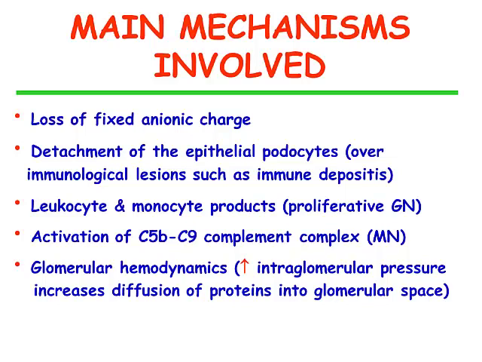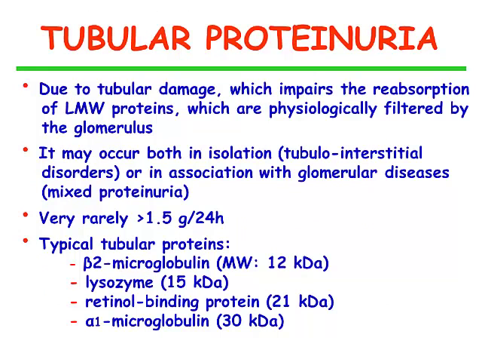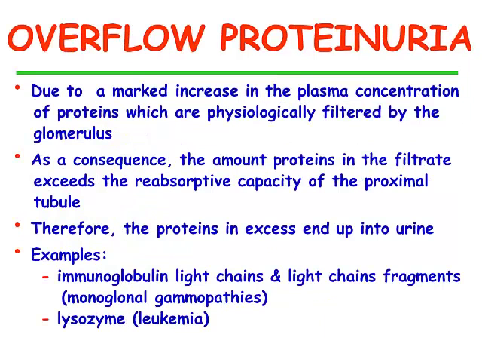Because there is an increase in glomerular diseases, there is also very frequently documented the presence of an increased intraglomerular pressure, which increases diffusion of proteins into the glomerular space. Then we have tubular proteinuria, which is due to tubular damage which may occur either in tubulointerstitial disease or in glomerular disease. Very early, it exceeds 1.5 grams per 24 hours. And it is characterized by the presence in the urine of proteins with low molecular weight, such as beta-2 microglobulin, lysozyme, retinol binding protein, and alpha-1 microglobulin.